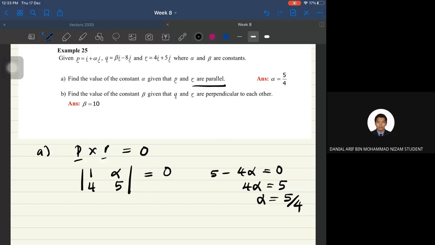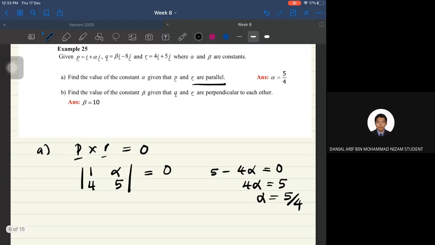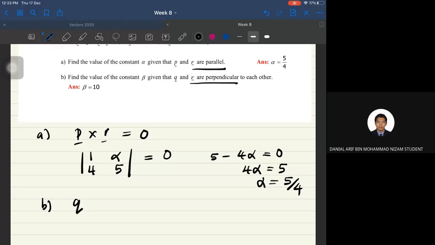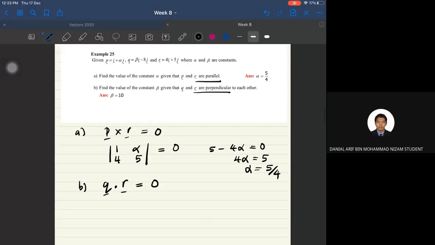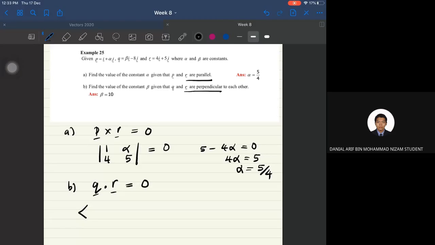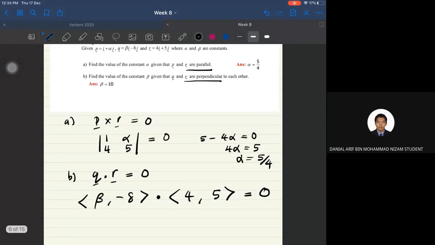Okay. For B, find the value of the constant beta given that Q and R are perpendicular. So kalau dia perpendicular, kita tahu Q dot R must be equals to 0. Okay, so what is your vector Q? Vector Q is equals to beta, negative 8. Your R is equals to 4, 5. So the dot product between these two vectors is equals to 0. So can you find the value of beta?